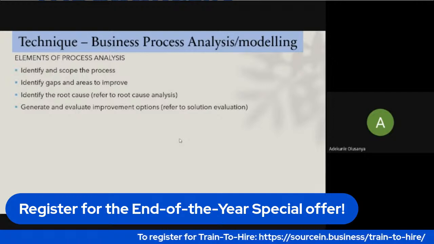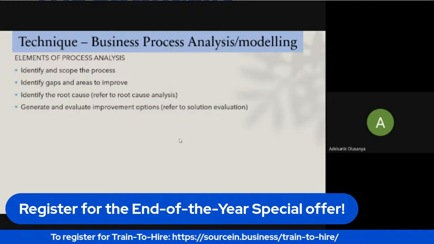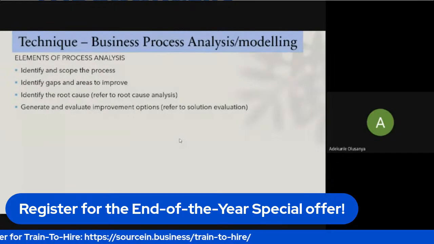I will talk more about identifying and scoping the process here. Again, we are focusing on techniques. This is our third technique. I hope somebody will write this down.